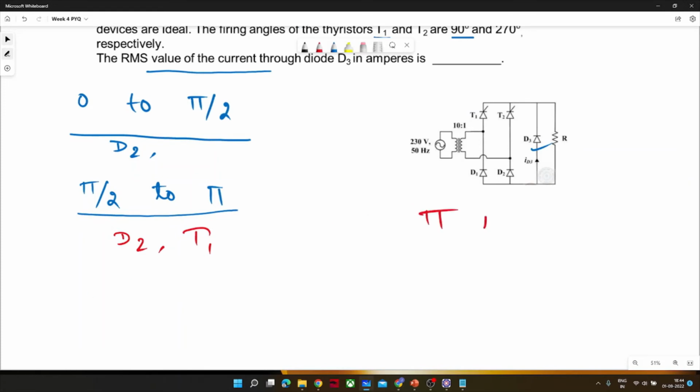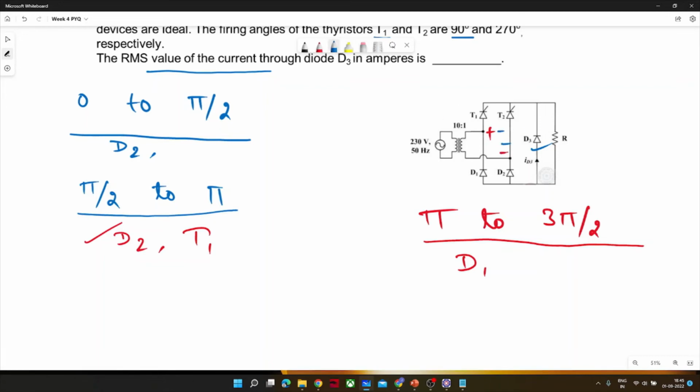After pi to 3 pi by 2, at pi, D2's job is done and it goes to the off state. Now D1 would come into action. Does anybody have any issue understanding how I am writing directly? If not, I can move on. Otherwise, I will explain the basics of how the anode and cathode work here. For the positive cycle, this is plus and minus. For the negative cycle, this is minus and plus. If you apply the anode cathode rule, you will get that.